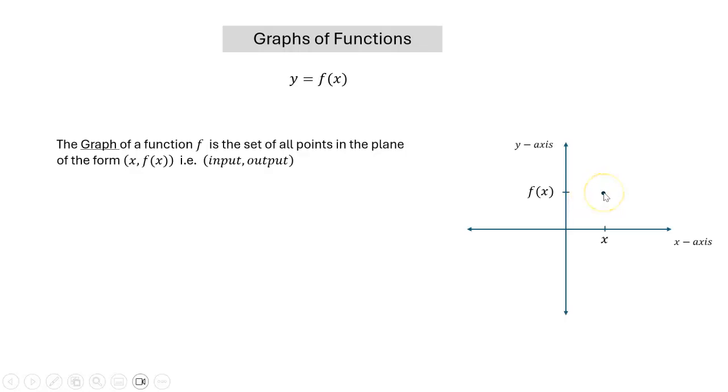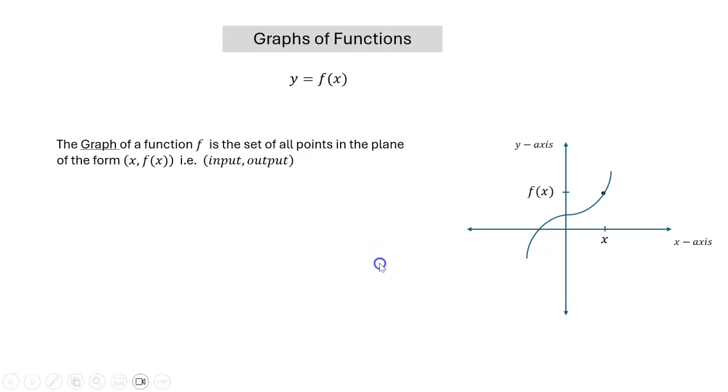So this point I know would be on the graph of f. And if you consider all such points, it would be some curve. So again, any point on the graph would be of the form input, output. Any point off the graph would not be of that form.